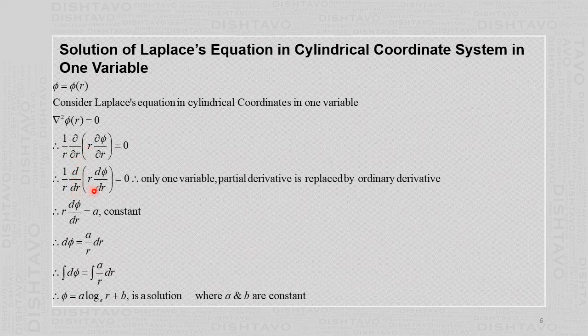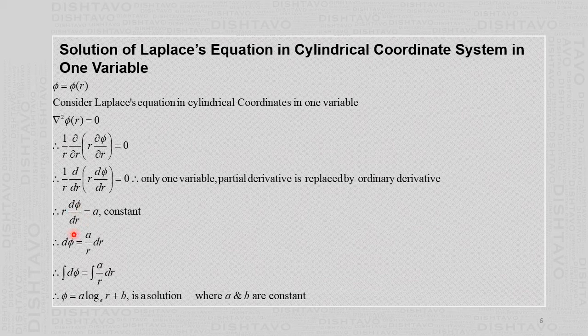Then r into 0 is 0, and here the partial derivative is written as the ordinary derivative because there is only one variable involved. So what remains there is d by dr, r d phi by dr, and derivative of r d phi by dr equal to 0, that means r d phi by dr equal to constant. Constant we have written as a.